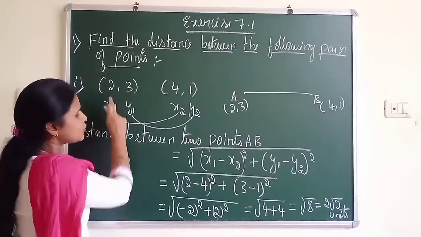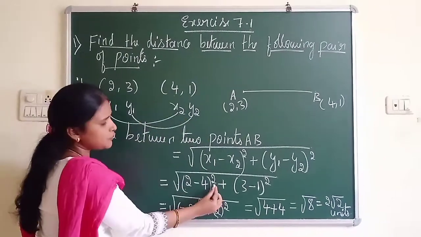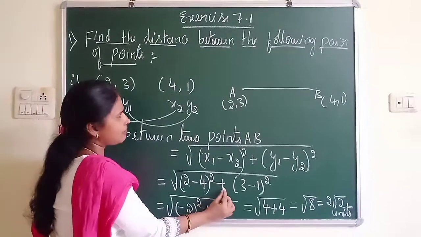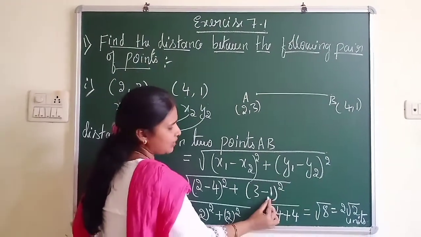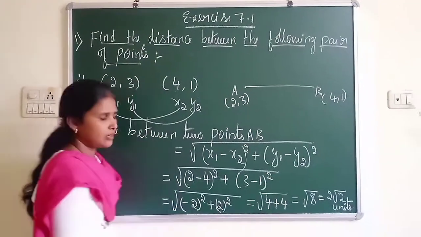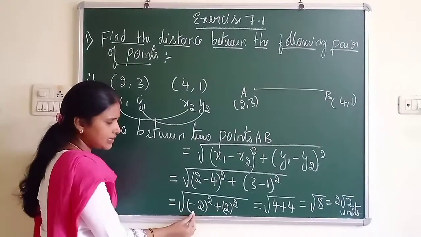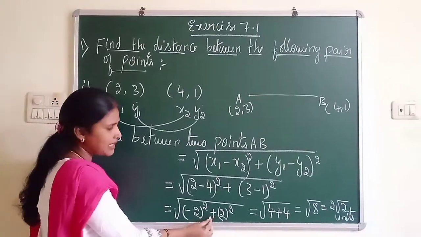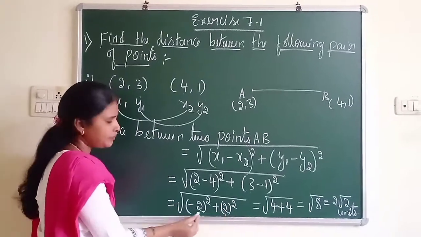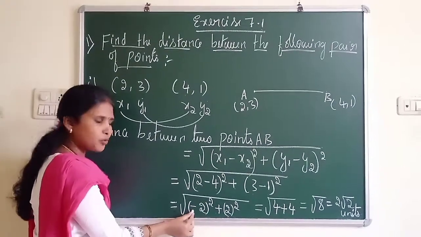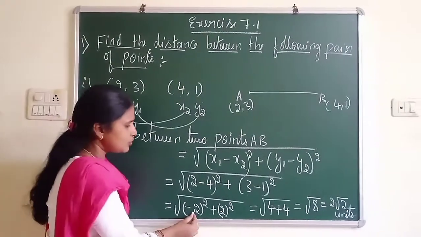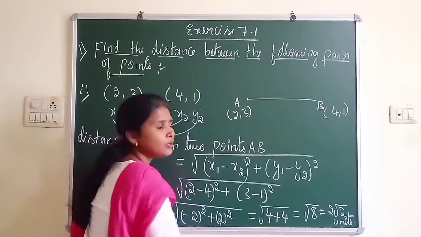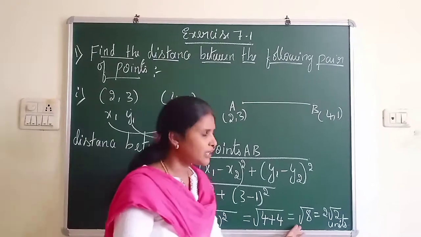Here x1 is 2 minus x2 which is 4: (2 minus 4) whole square plus y1 which is 3 minus y2 which is 1: (3 minus 1) whole square. So 2 minus 4 is minus 2, whole square, plus 3 minus 1 is 2 square. Apply the square to both the sign and the number: minus into minus is plus. 2 2s are 4, here also 2 2s are 4. Square root of 4 plus 4 is square root of 8.